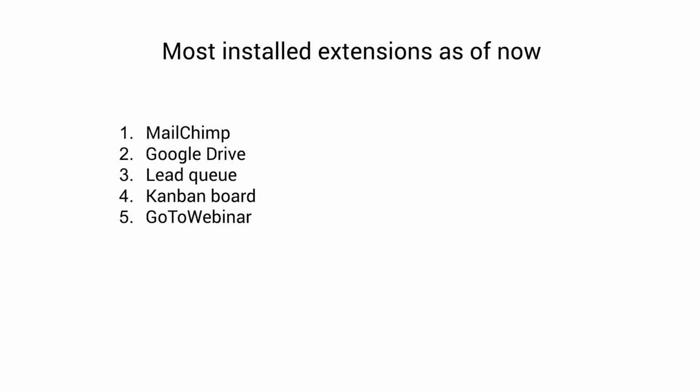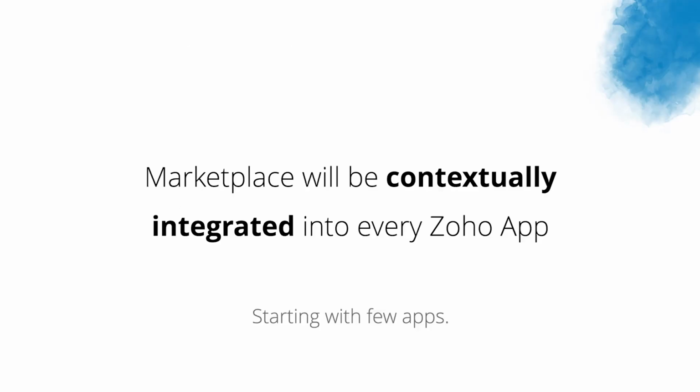For the time being, the most installed extensions are these: MailChimp, which is an integration-based extension; Google Drive is again an integration-based extension; LeadQueue and Kanban board are both solution-centric extensions, meaning the developer found a particular solution that he can build on top of a platform and then went on to build such solutions. And then we have the GoToWebinar integration with Zoho CRM in this spot. So the marketplace will be present in every single Zoho app. So users will get to see the extensions built by you inside their product's UI itself.